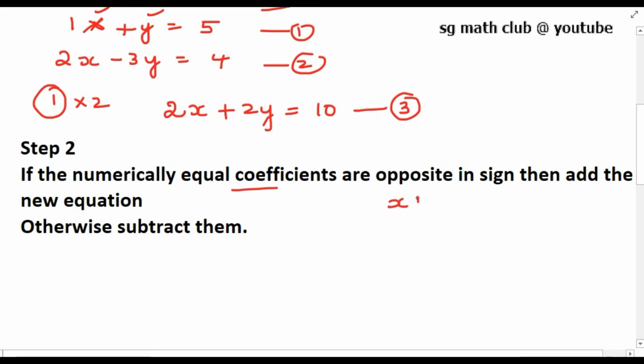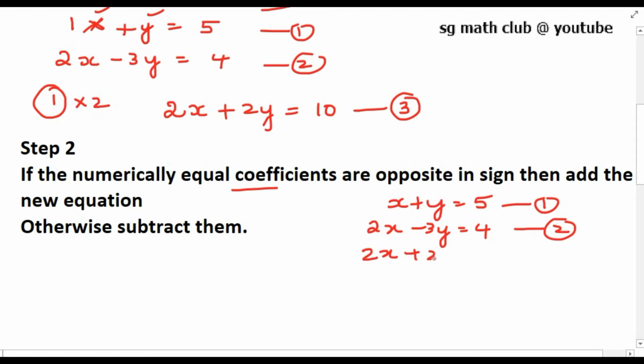Our first equation is x plus y equal to 5. Our second equation is 2x minus 3y equal to 4. Now our new equation, where I have multiplied the first equation throughout by 2, is this one. This is our third equation, or our new equation. Which are the numerically equal coefficients? This 2x and 2x, they are equal. If they are opposite in sign, then add the equations. If they are the same in sign, then subtract them. So here 2x and 2x are both of the same sign.